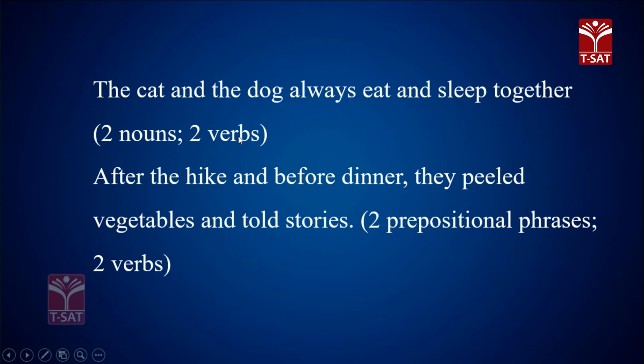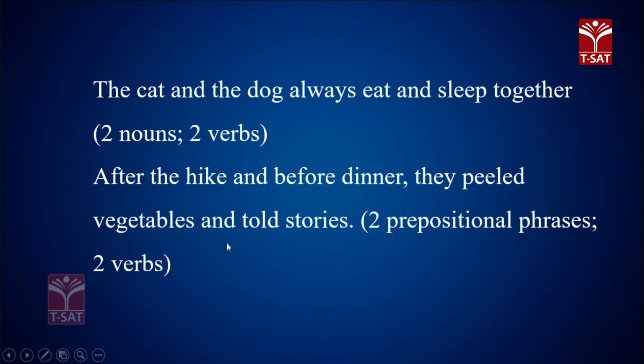Then here, the cat and the dog always eat and sleep together. Here we are joining two nouns and two verbs. The cat and the dog are two nouns, eat and sleep, these are two verbs, right? So that's how we make use of these conjunctions.